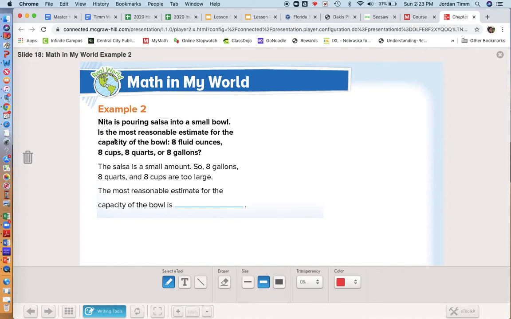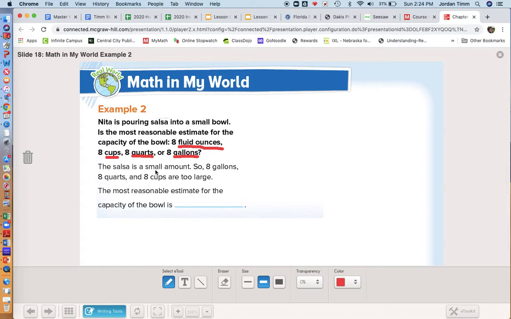It says Nita is pouring salsa into a small bowl. Is the most reasonable estimate for the capacity of the bowl 8 fluid ounces, 8 cups, 8 quarts, or 8 gallons? Whenever I think of this, I always go back to the picture at the beginning of the lesson. So 8 fluid ounces. Would a small bowl be about 8 nail polish bottles? 8 cups, that would be a lot, wouldn't it? 8 quarts, that would be really a lot because quart is bigger than cup. 8 gallons, that would be a huge bowl, so that wouldn't work.